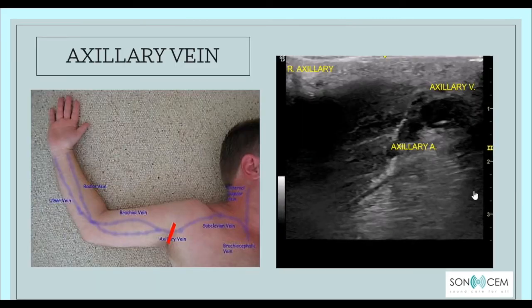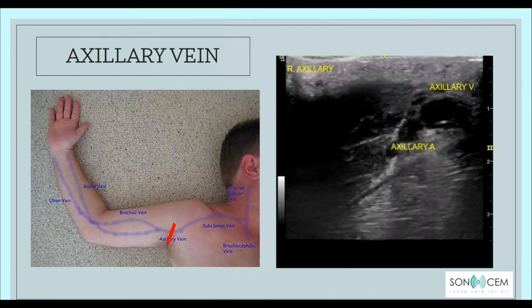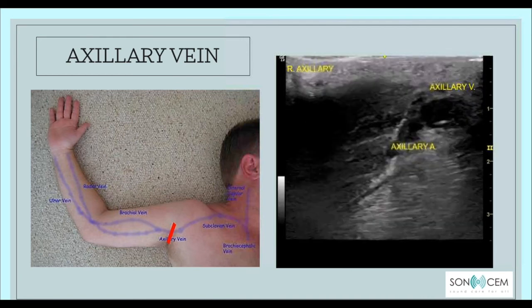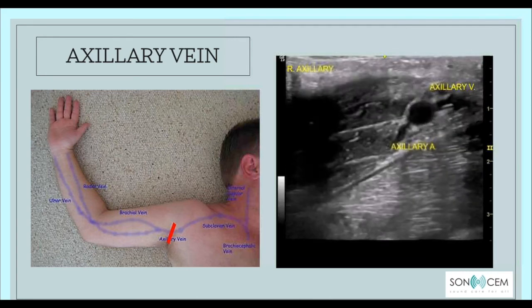Okay, to scan the axillary vein, put the probe at the axillary fold, and you can see the vein is accompanied by arteries. The clip shows that the axillary vein is compressible, and you can also see the axillary artery remains patent.